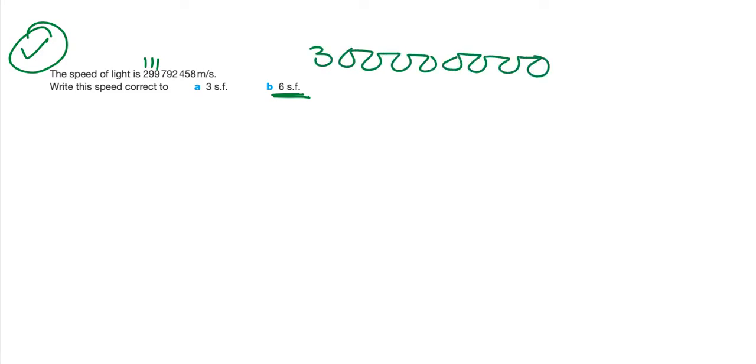Okay, let's work on some word problems. The speed of light is 299792458 meters per second. Write the speed correct to three significant figures and six significant figures. You can easily check this out. 1, 2, 3, and the fourth term is 7. You can still add one and make it up to this much, meters per second.